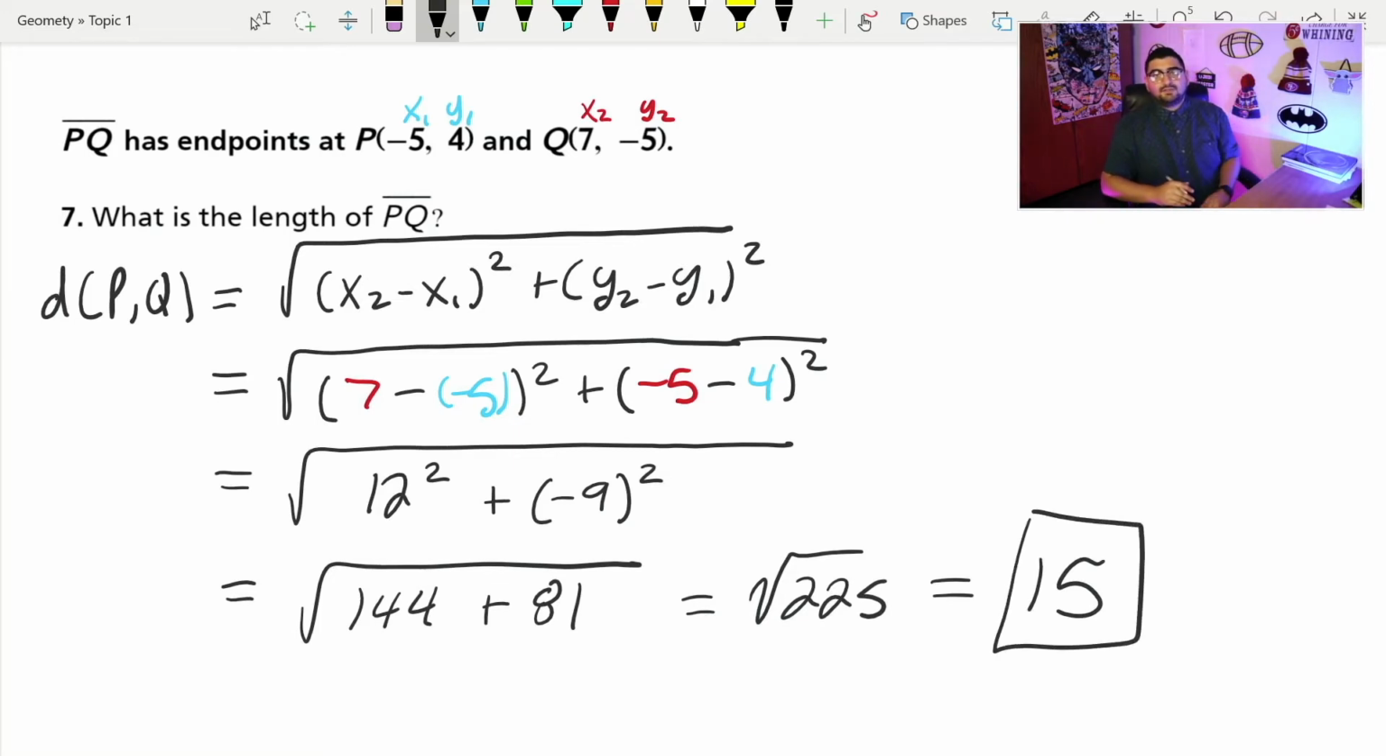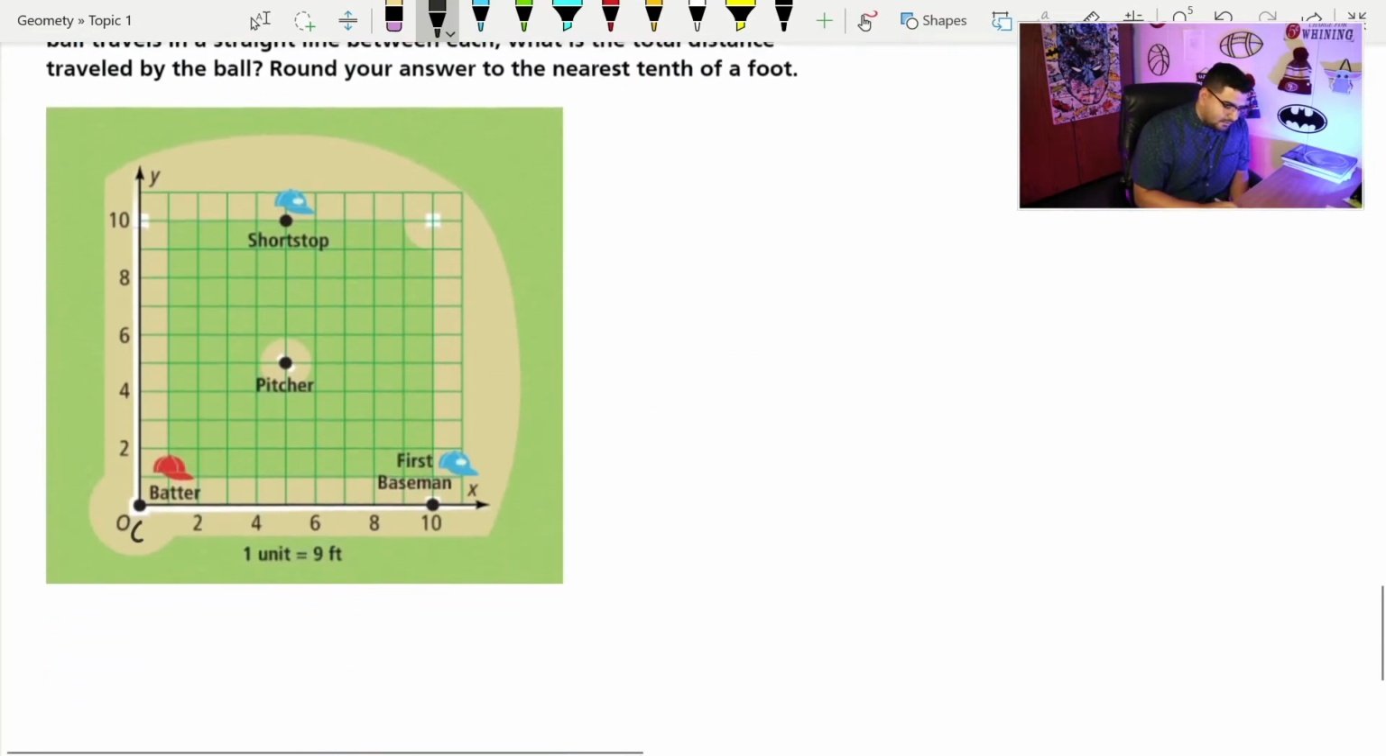So this is one way to use the distance formula, and it's actually pretty common for them to ask a question like this. The other type of question I'm going to show you today has to do with applying it to a word problem. Let's check that out.